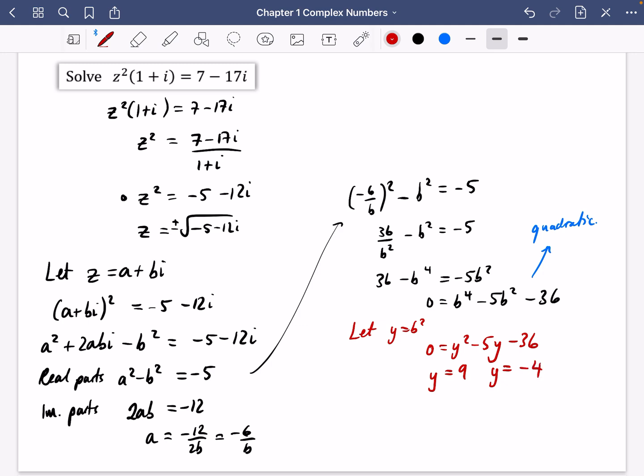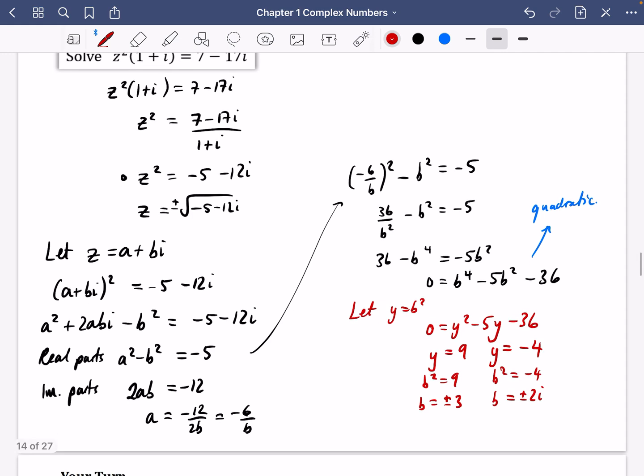So if y is equal to 9, that means b squared equals 9. So b is plus or minus 3. Or b squared equals minus 4. So b is equal to plus or minus 2i.